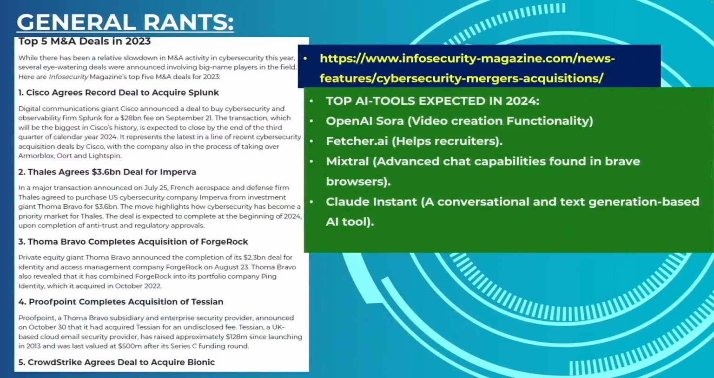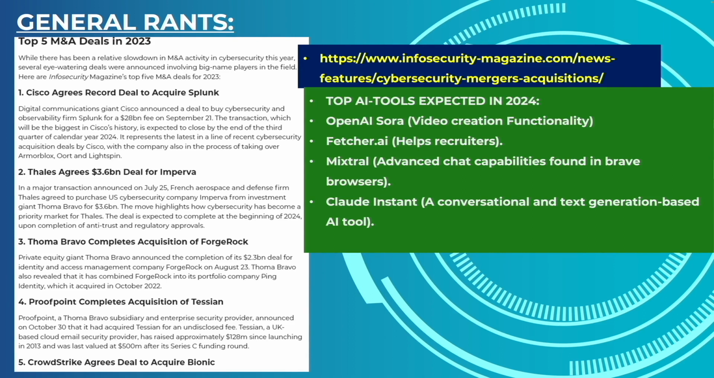On general rants, these are top deals that occurred in late 2023 and the early months of 2024. AI is widely adopted right now in cybersecurity, so it's advisable to learn about AI intensively. For example, Cisco and Splunk struck a deal worth over $28 billion, which involves Splunk being integrated into Cisco-based software. Thales also agreed to a deal with Imperva, worth over $3.6 billion. Other acquisitions that also happened include Thoma Bravo and ForgeRock, Proofpoint and Tessian, CrowdStrike and Flow Security. You should read more about this on Infosecurity Magazine. They're a very good blog for cybersecurity information as well.